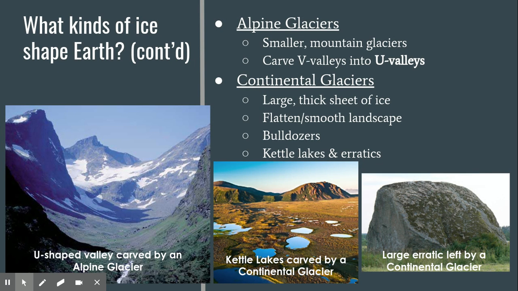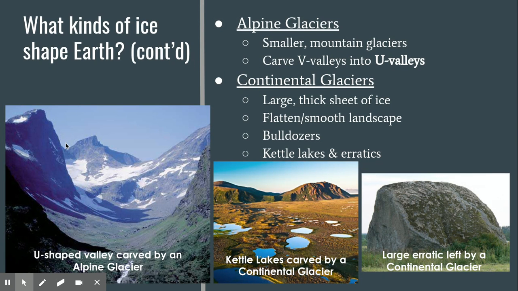So like I was saying before on the last slide, there's two different kinds of glaciers. We have alpine glaciers and continental glaciers. Those alpine glaciers are the ones that we find in the valleys of mountains. And typically what they do is as they flow very slowly, they scrape out the sides of those mountains. So what was a harder V-shape valley, they get scraped out and they become rounder U-shaped valleys. So these smaller mountain glaciers that carve V-shaped valleys into U-shaped valleys, that is an alpine glacier.